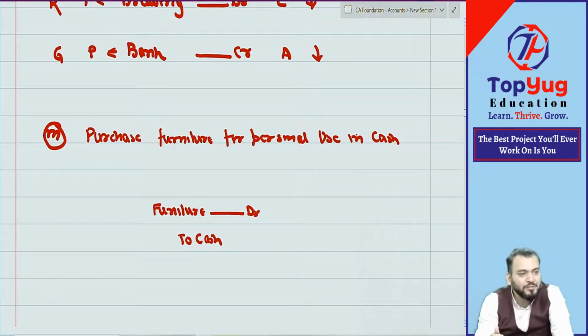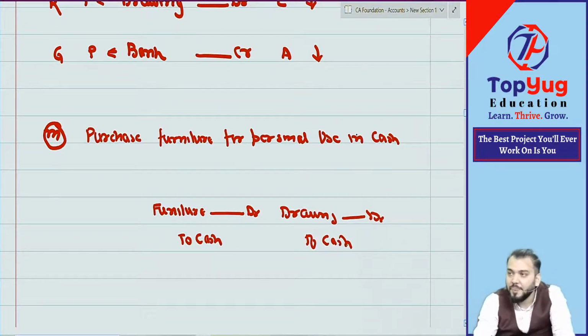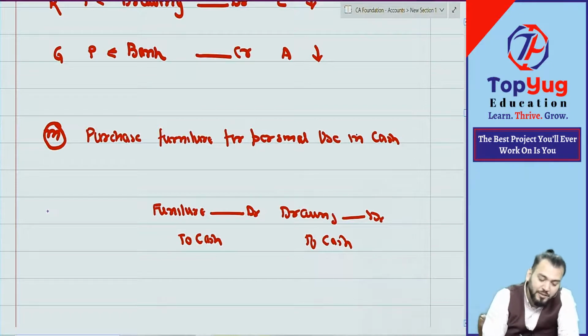Drawing account debit to cash. Is he saying that no, this is not correct? The correct one is drawing account debit to cash. Has anyone given some other journal entry? I think these two options. You have given some other journal entry? Furniture account debit to drawing.